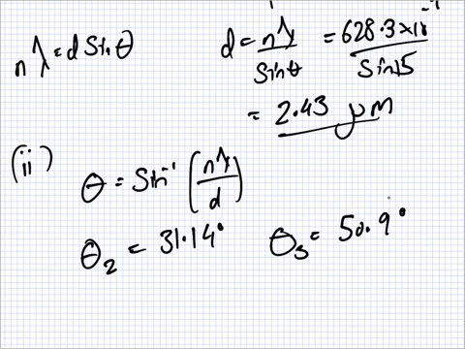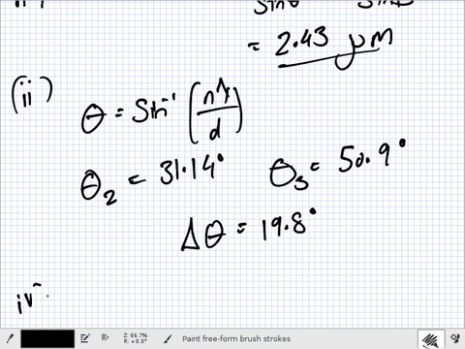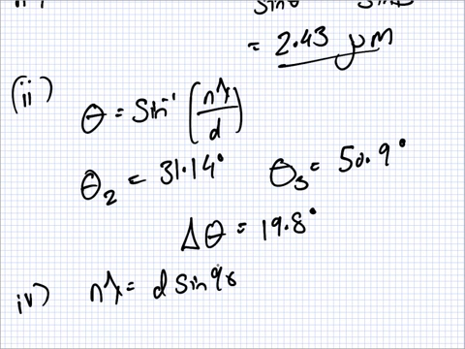50.9 degrees. So 50.9 minus 31.14. So the difference between the second and third angle is 19.8 degrees, which is correct. And lastly, they want the maximum order. So n lambda equals d sine 90. Isn't that the last part? Yes. Yeah.